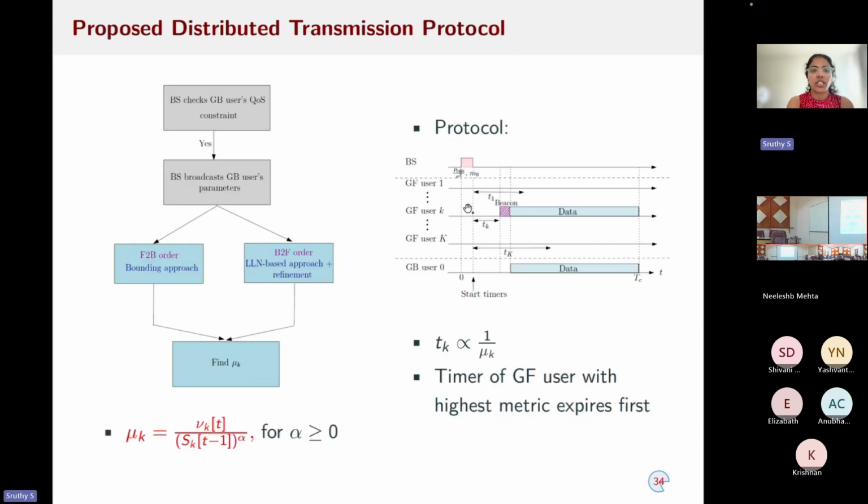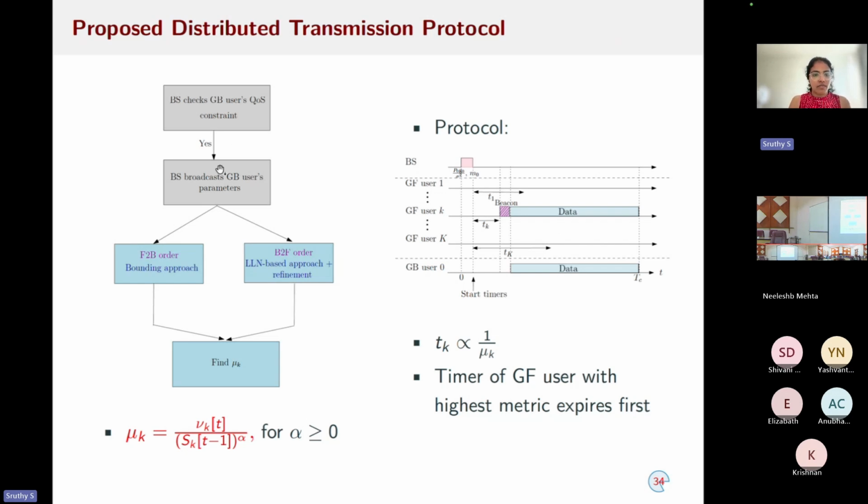So in short, our proposed distributed transmission protocol looks like this. First, the base station checks whether the grant-based user's minimum rate constraint is satisfied or not. If it's satisfied, then go ahead. Otherwise, just terminate the transmission.